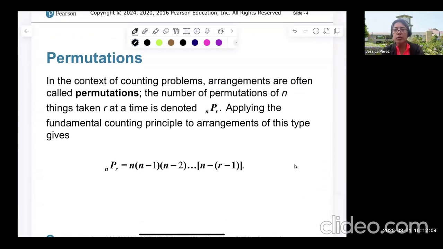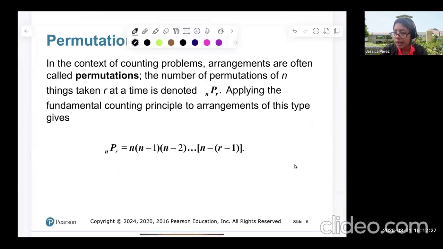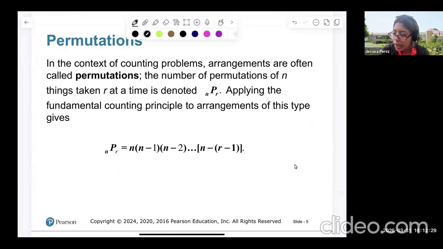So in the context of counting problems, arrangements are often called a permutation, where the permutation of n takes things from n and permutes them in r. Applying the fundamental counting principle, it looks like nPr, which is going to be defined by using the formula n factorial over n minus r factorial. And this is one of the formulas that you can use when you're using nPr. There's also a way on your calculator to use nPr.